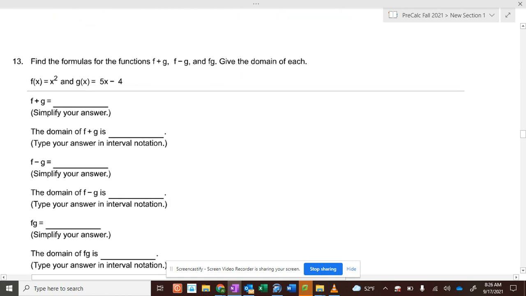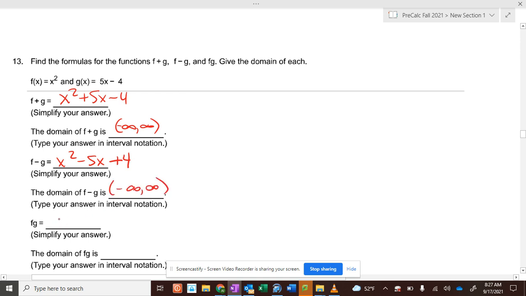All right. F plus g of x: x squared plus 5x plus 4 minus 4. The domain is all real numbers. Okay. F minus g of x is x squared minus 5x plus 4. Be careful with the signs. Okay. Negative infinity to infinity.